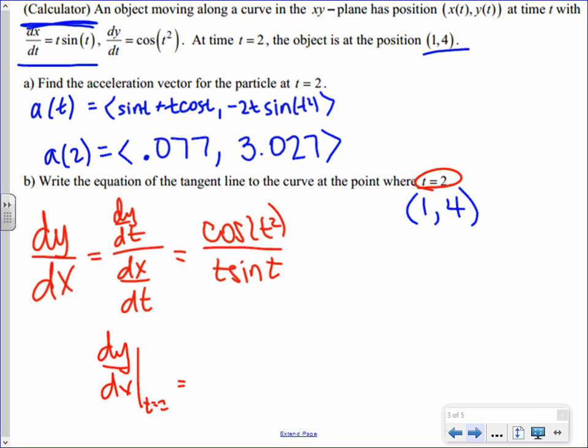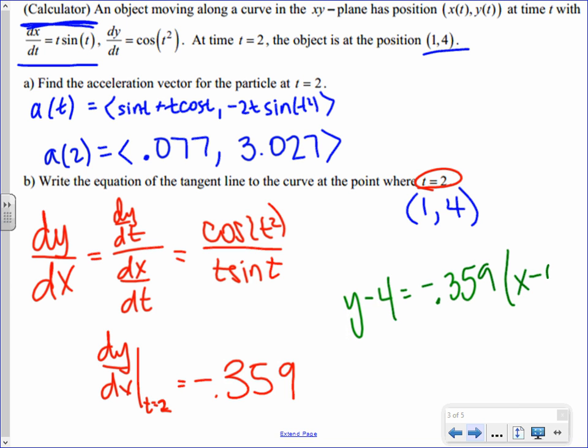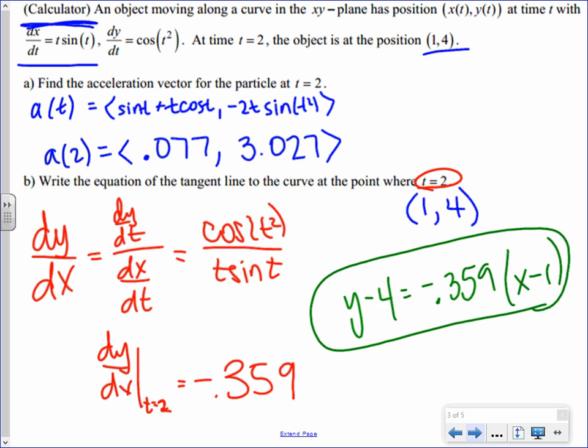So you're using your calculators right now. Negative 0.359 is our slope, so there's the equation of our tangent line.